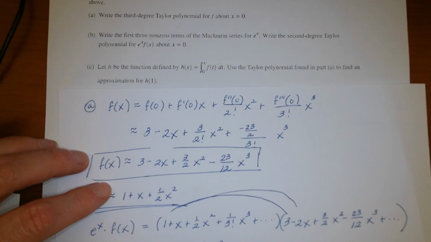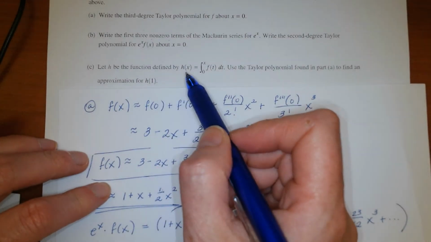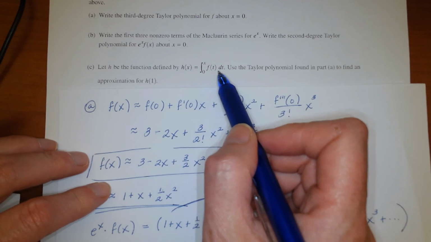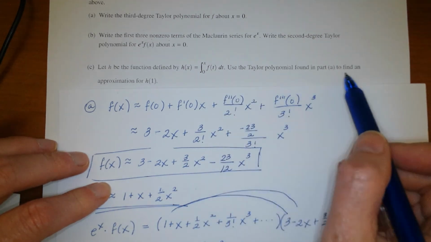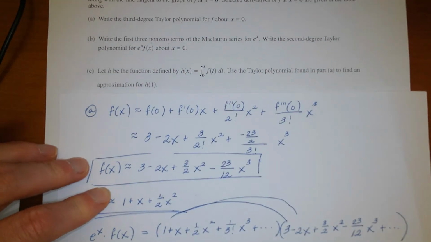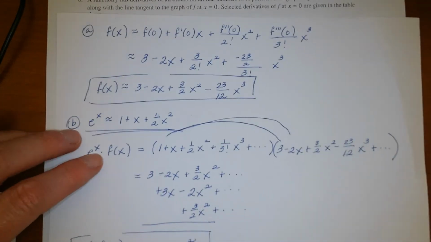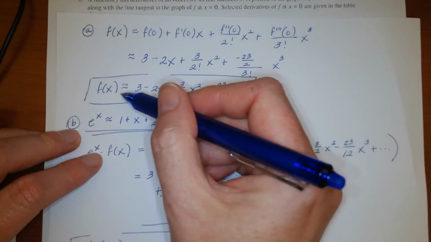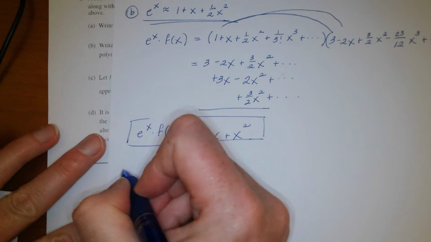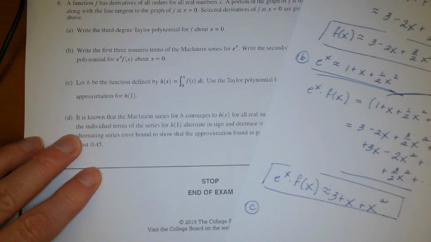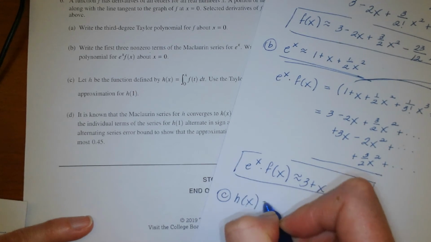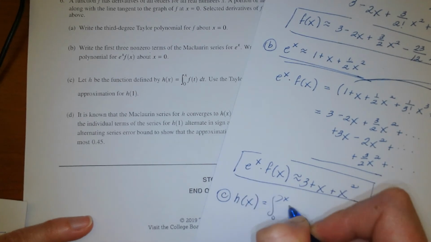Part C, let h be the function defined by h of x equaling the integral from 0 to x of f dt. Use the Taylor polynomial found in part A to find an approximation for h of 1. So, let's see. In part A, we have an approximation for f of x. So let's think about part C. We said h of x is defined as the integral from 0 to x of f of t dt.